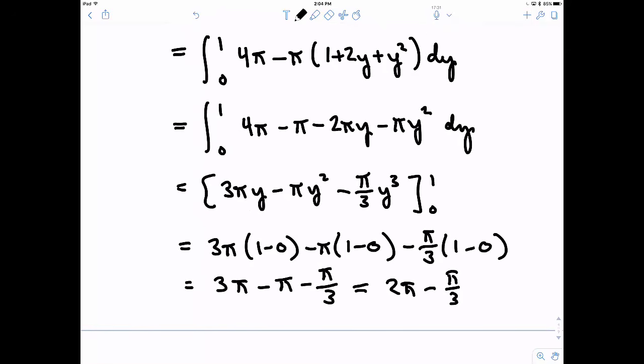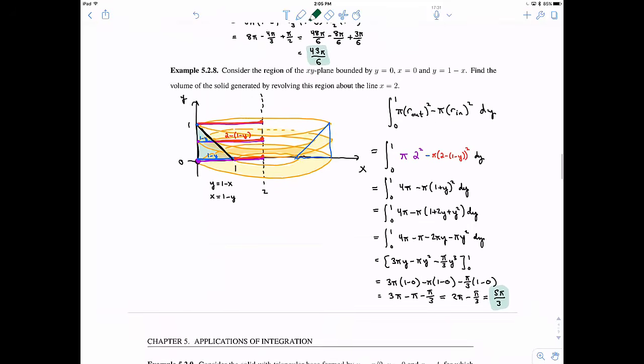So this simplifies down nicely to 2 pi minus pi over 3, or another way we can express this as 5 pi over 3. All right, and there is my final answer. That is the volume of this solid of revolution.